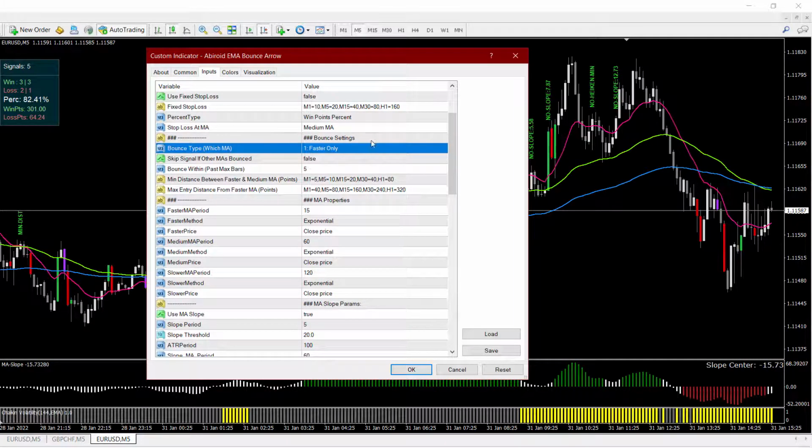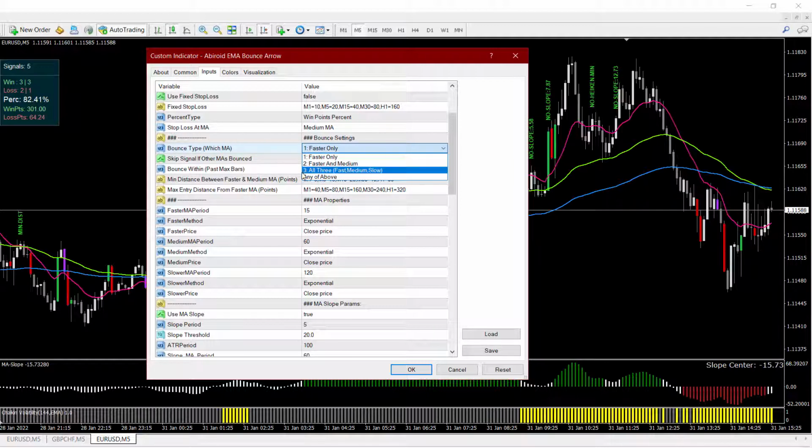These are the bounce settings. So you can have faster only, faster and medium, all three, or any of the above. So for faster and medium, it will check that the price goes below the medium and then crosses the medium as well as the faster MA. So it will always check that price comes above the faster MA.